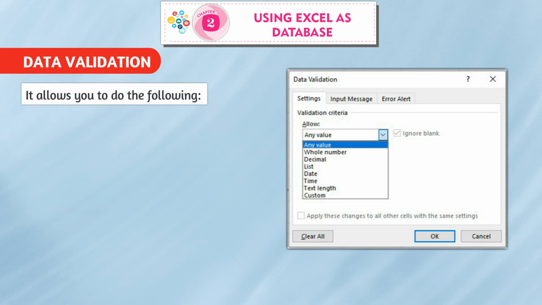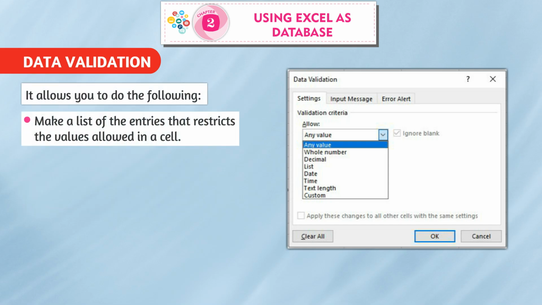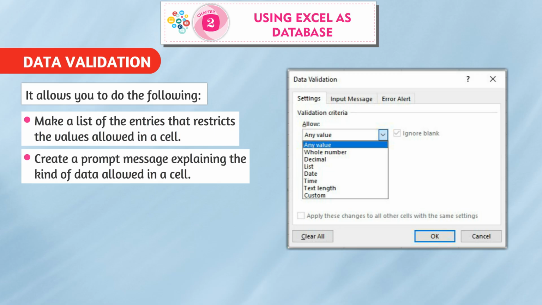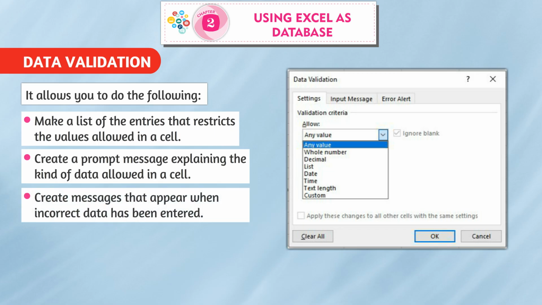It allows you to do the following. Make a list of the entries that restricts the values allowed in a cell. Create a prompt message explaining the kind of data allowed in a cell. Create messages that appear when incorrect data has been entered.